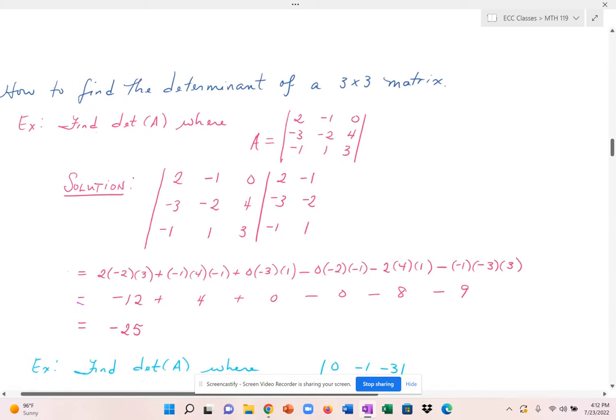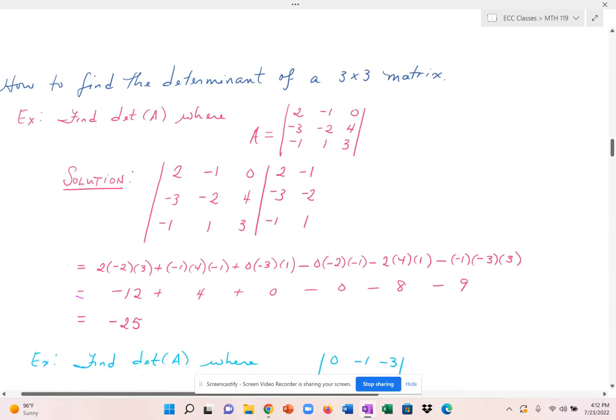And then you have to multiply. And you have to multiply in a very specific order. You have to multiply on a diagonal from left to right. And so 2, negative 2, and 3 is this product here. And then plus the next diagonal. So negative 1, 4, and negative 1 is here. And then the next diagonal, which would be plus 0, negative 3, and 1.